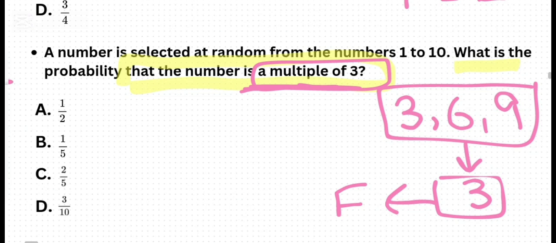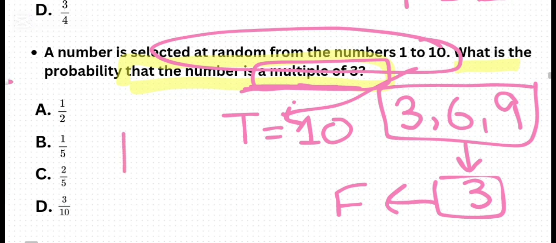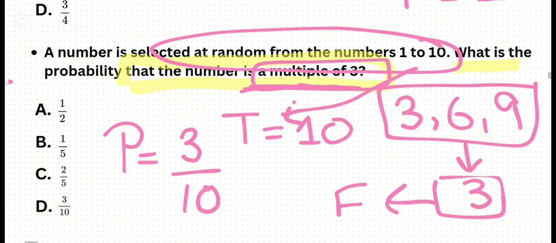Now we have to find T. In the question, a number is selected at random from the numbers 1 to 10, so T is 10, right? So if you put the formula probability is equal to F by T, you will get 3 by 10. So the correct answer is D.